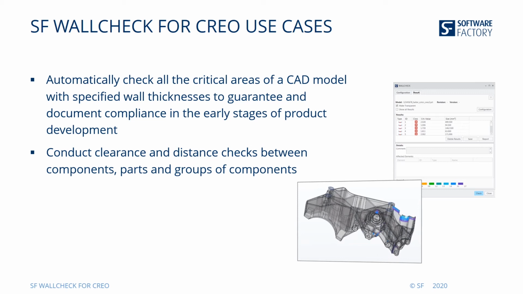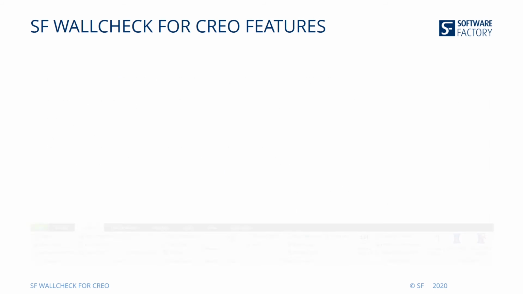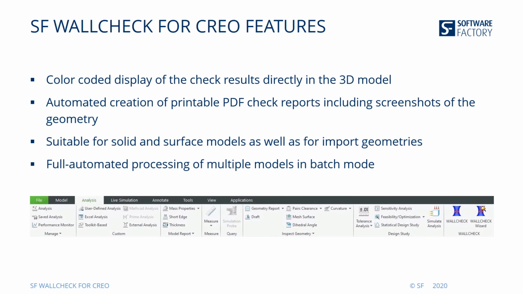Furthermore, you can conduct distance and clearance checks to detect collisions between components, parts, and groups of components. With these functionalities, WALLCHECK helps you with guaranteeing and documenting compliance of your CAD data to design standards already in the early stage of product development.